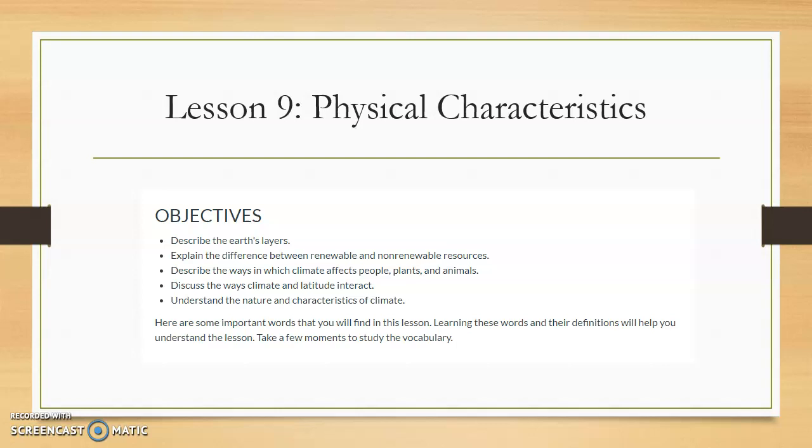The first part of this lesson today, we're going to talk about the physical characteristics. So our goals are to look at the Earth's layers, to be able to know the difference between each layer. We want to look at renewable and non-renewable resources, climate. What is climate? How it affects people, plants, and animals, how latitude plays a part in climate, and basically what is climate and why do we care about climate.